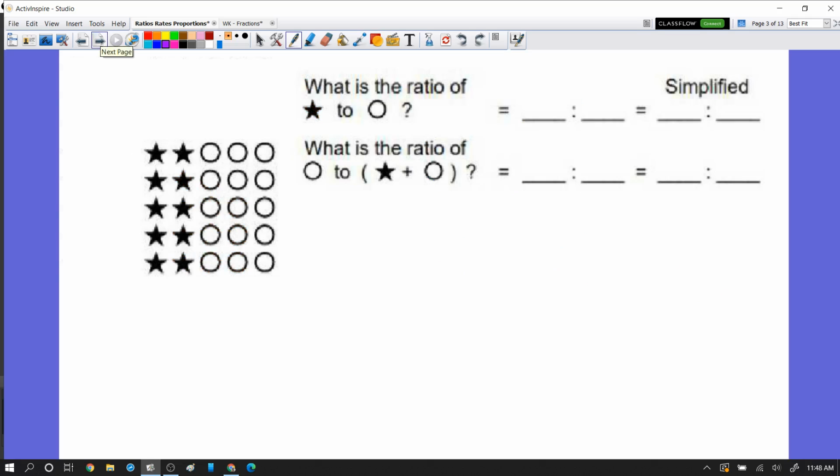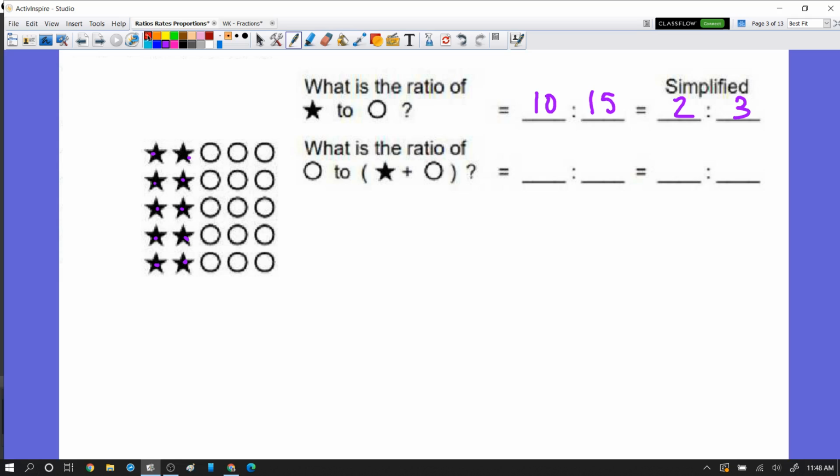This is an example of comparing two parts and then comparing a part to the entire picture. So stars: 1, 2, 3, 4, 5, 6, 7, 8, 9, 10. We have 10 stars. And then circles: 1, 2, 3, 4, 5, 6, 7, 8, 9, 10, 11, 12, 13, 14, 15. 15 circles. We can simplify 10 and 15 using the multiplication chart. Find 10 over 15, and then it will go over to the left to 2/3. That is the simplified fraction. So it's saying for every 10 stars there are going to be 15 circles, which is the same exact thing as saying for every 2 stars there are 3 circles.